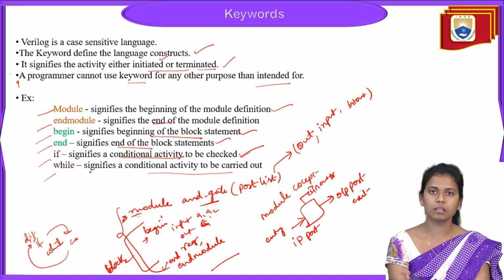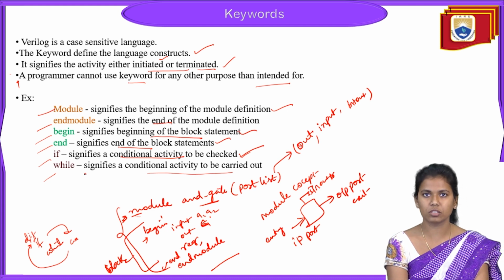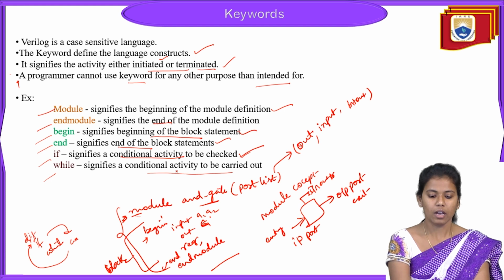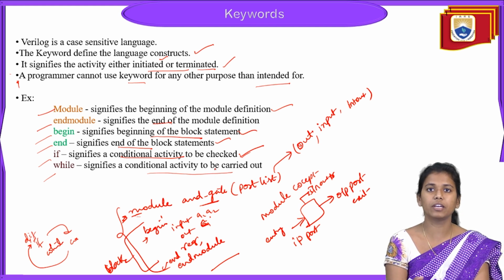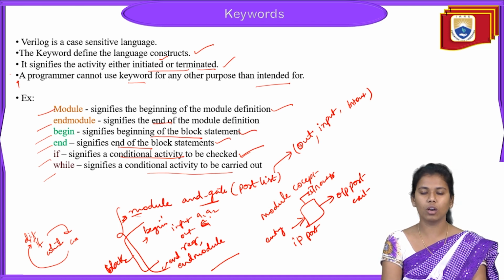End module is nothing but the termination of the module definition, and begin signifies the beginning of the block statement, and end signifies the end of the block statement. If is a condition to be checked, while specifies the conditional activity to be carried out. Okay, this is all about a construct called keywords.